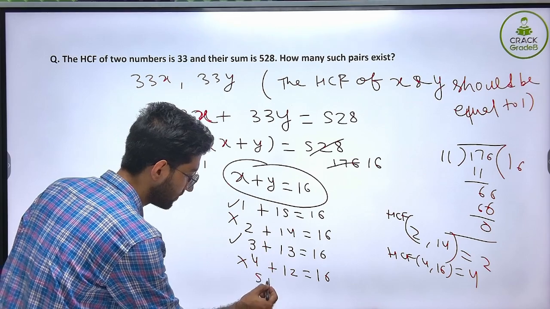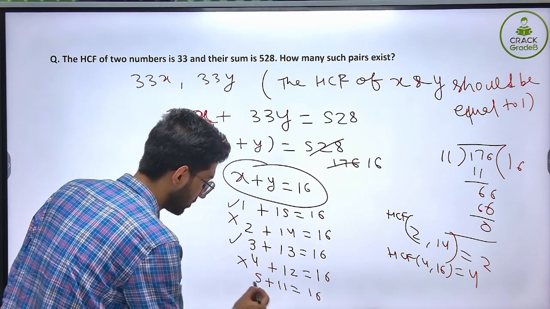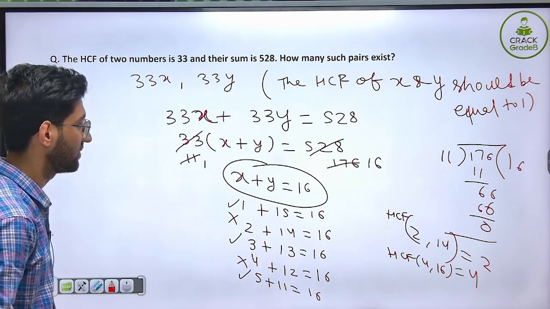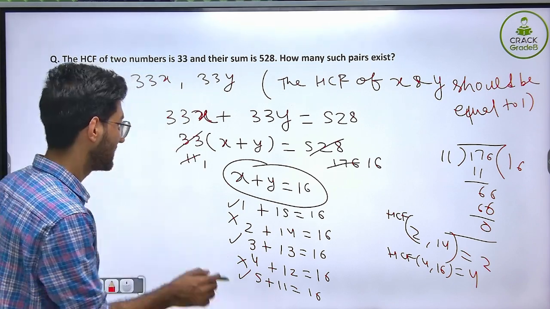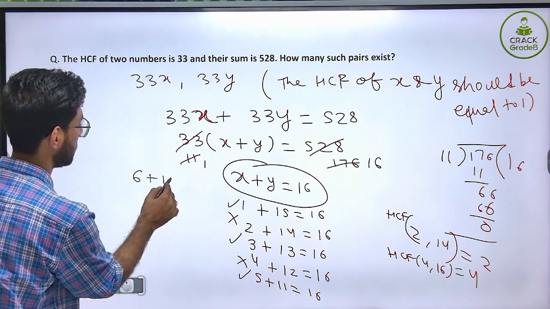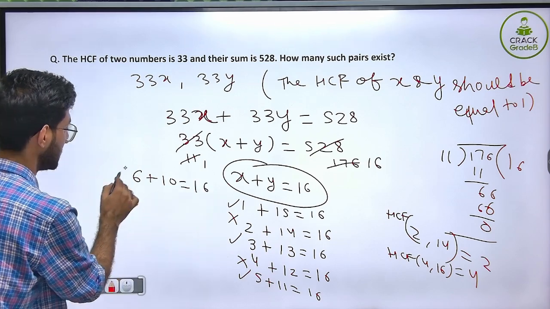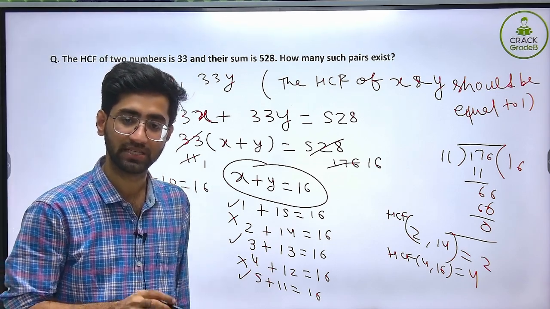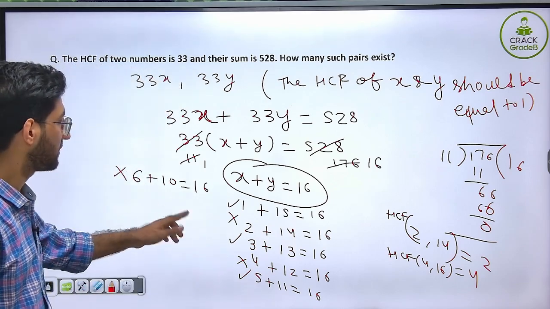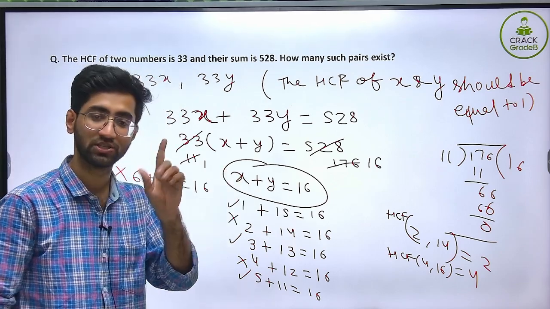Now you can assume 5 plus 11 is equal to 16, and the HCF of 5 and 11 is 1. Right? Now let us deal with 6 plus 10 equal to 16. The HCF of 6 and 10 is 2, which means you can't accept. Why? Because the HCF of x and y should be 1.